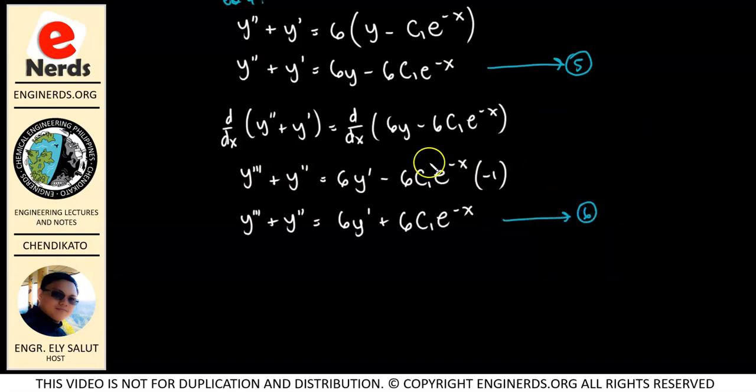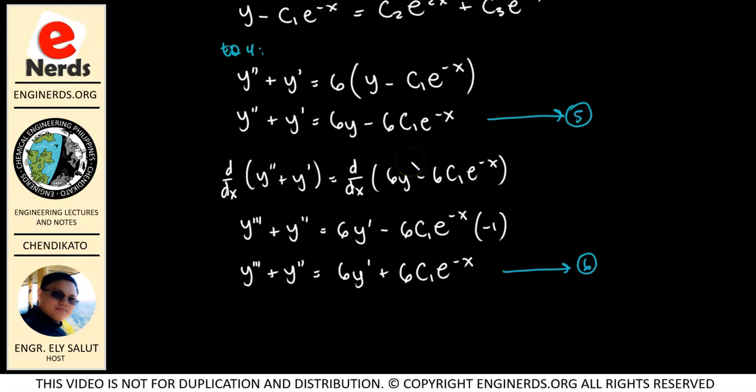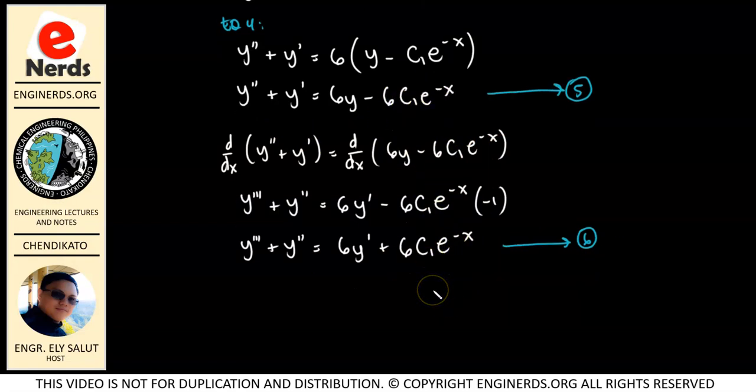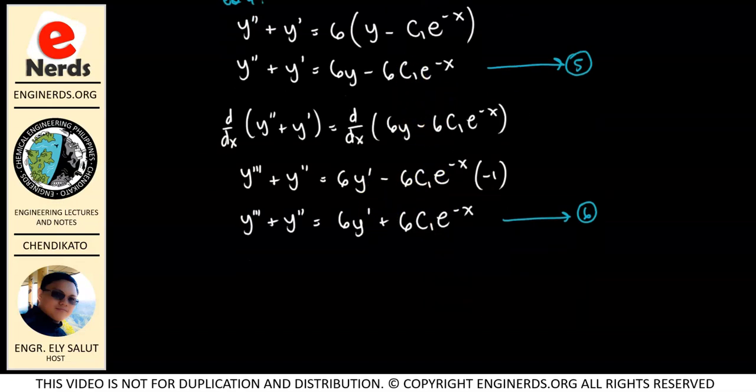Okay, so now as you can see, our equation 5 and equation 6 are both having 6 c1e to the negative x. So that means if we're going to add them, we will be able to eliminate itong c1e to the negative x. So we'll be able to eliminate yung ating arbitrary constant. So let us add that. So adding equation 5 and equation 6.